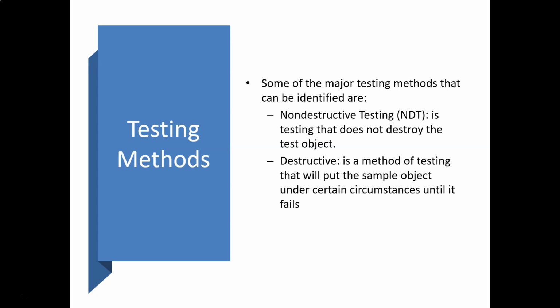The other type is called destructive testing, which is a method of testing that will put the sample under certain circumstances until it actually fails, and we will be looking at some of the functionality testing or hardness testing for this type of test. And when we say functionality testing, it means we are trying to verify whether the product meets the intended design specifications and functional requirements that we developed for that product. And we'll talk about the functionality testing at a later slide.